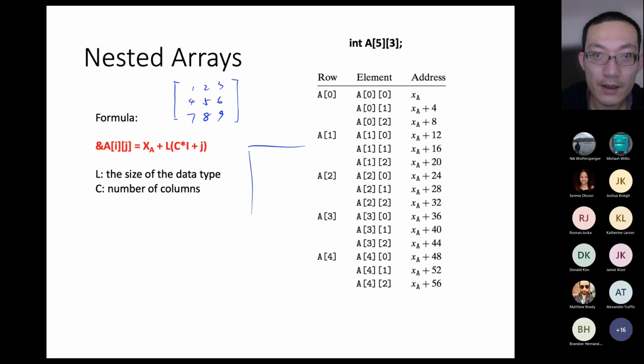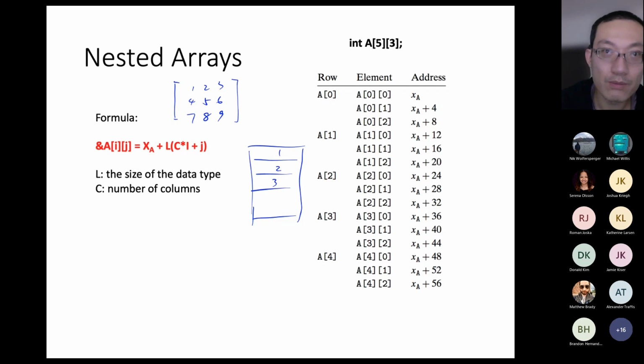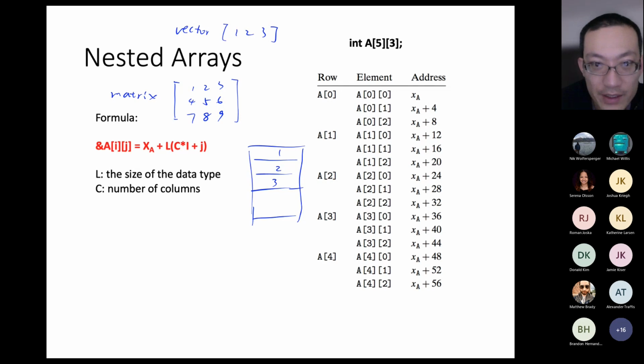In memory, we know how to put down a vector: 1, 2, 3. This is the vector, and this is the matrix. For the vector, there's no question. We just put down 1, 2, 3 in continuous space. That should be fine. But the problem is how we use one-dimensional memory space to store the two-dimensional matrix.